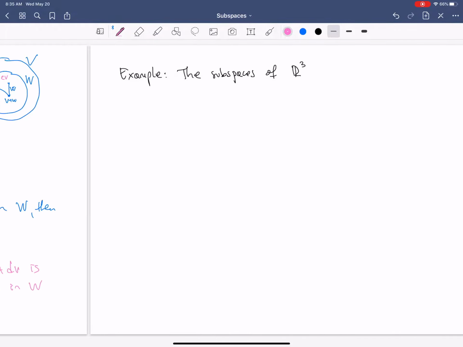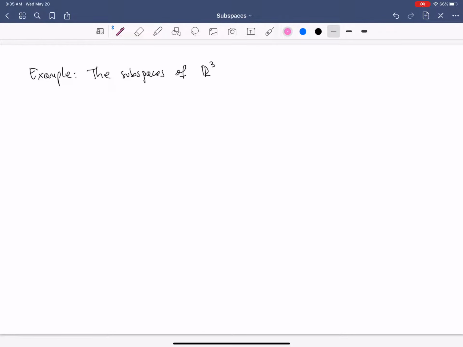And in fact, that's the first subspace of R3. We could take the 0 vector, the set that contains only the 0 vector.